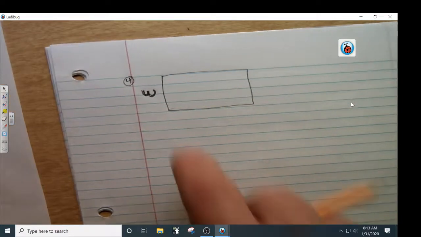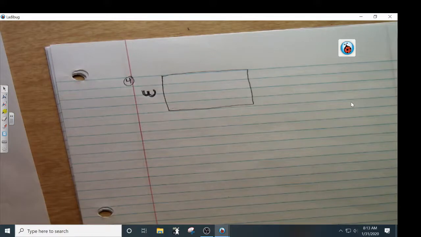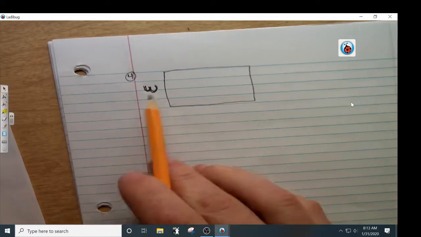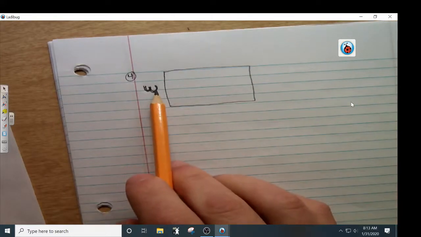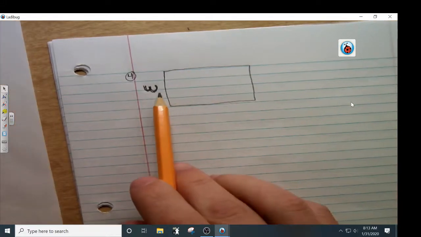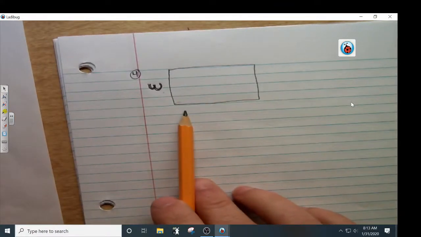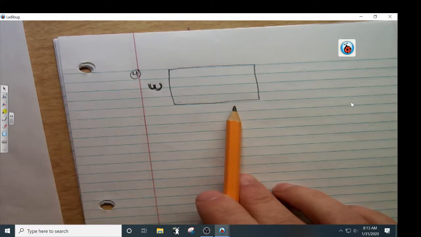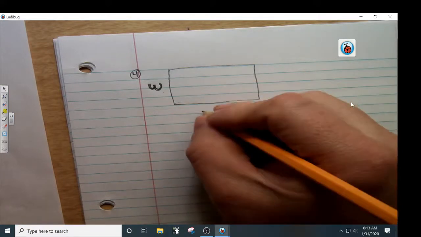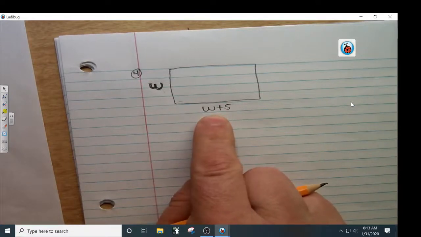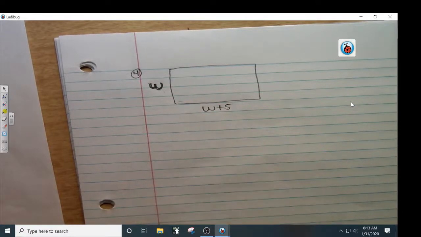So guys, if this is the width, remember, I can't use two variables, so don't put L down here because it'll mess it up. You're gonna have to use it in respect to W. Now here's the width. If the length is 5 feet more than the width, how can I write that in terms of W? W plus 5. 5 feet more than the width. If you want to add 5 feet to something, you just add 5 to it.